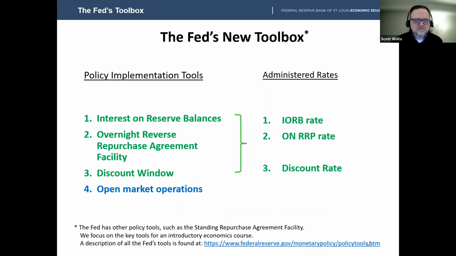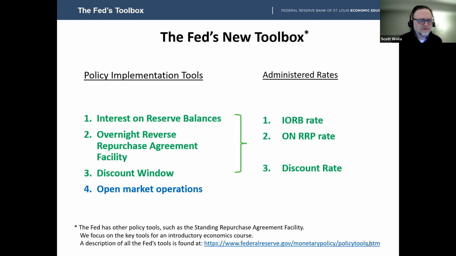In fact, sometimes we just refer to it as the rate, but technically the tool and the rate are two different things. These are administered rates, which means the Fed sets them directly. Notice that in the old regime, in order for the Fed to shift the federal funds rate, it had to go into the market and buy and sell Treasury securities at such a scale that it would cause the federal funds rate to move towards the target, right? In this new situation, we have rates that the Fed actually sets, and those rates guide the federal funds rate.